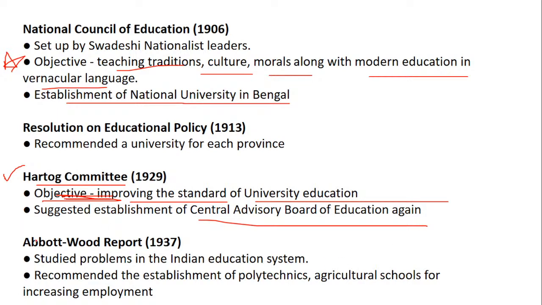Then the Abbott report. There is no question on this yet, but still I have brought it in. It is basically to study the problem of the Indian education system, which was not highlighted by anyone, and to recommend the establishment of polytechnics and agriculture schools in order to increase employment. So for the employment purpose, this report was considered really important.